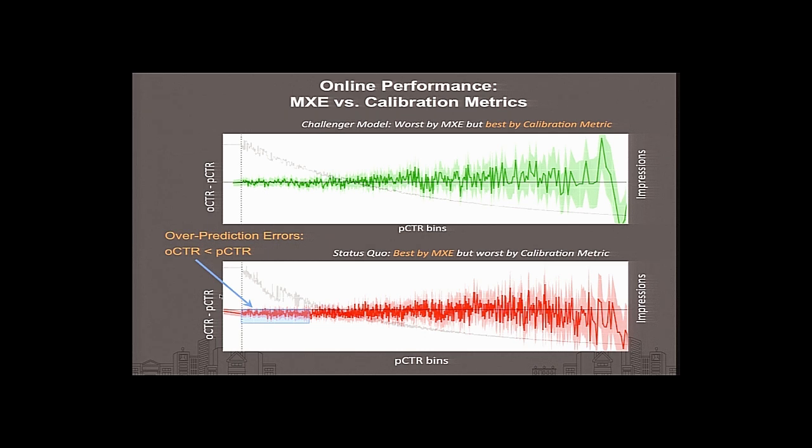Now, as you can see, the status quo model in our online system, when we were using online MXC, was supposed to be the best model in terms of online MXC. And we were like, hey, what's happening here? We thought our challenger model should be outperforming the status quo, but in terms of online MXC, the status quo is still the best. But it turns out that if you look at the calibration plot, the challenger model is actually pretty well calibrated. It's actually more well calibrated than the status quo, because as you can see, the status quo has huge errors in this region. It is over-predicting in that region.